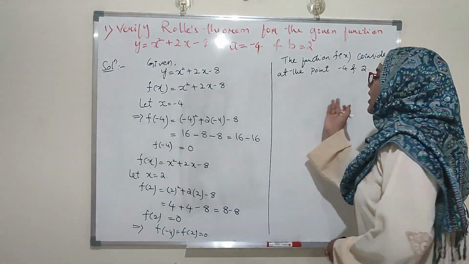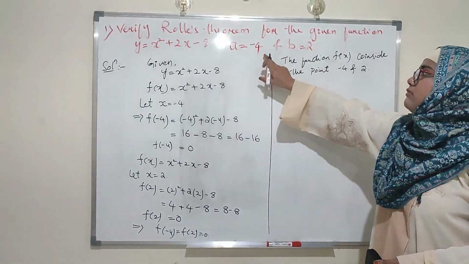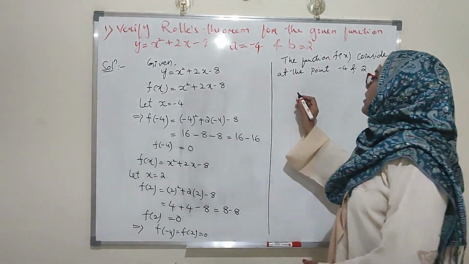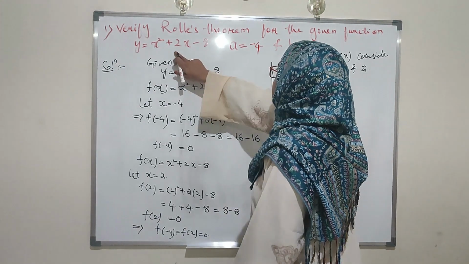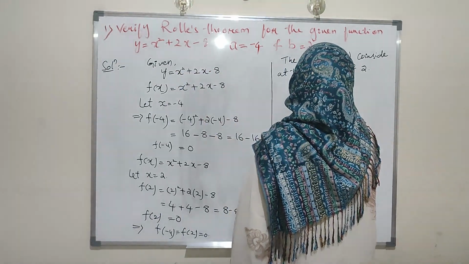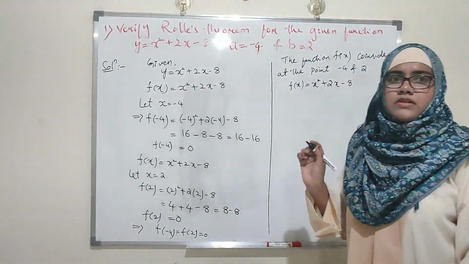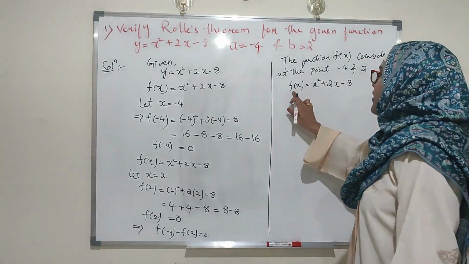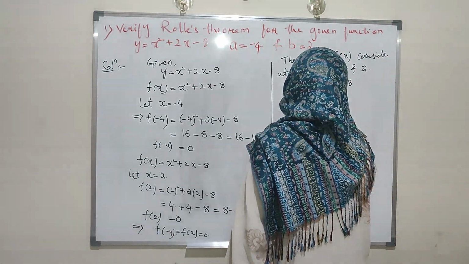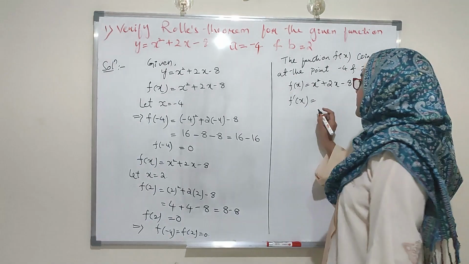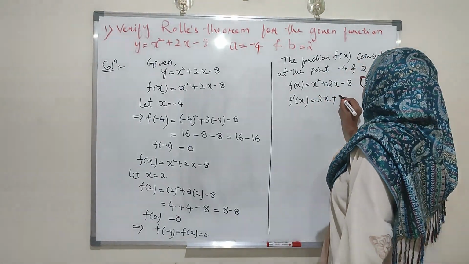Okay. Now go for another point, where we have to find a point c in between a and b. Now f of x is given to you as x square plus 2x minus 8. Now find the derivative of this function, f dash of x. F dash of x is x square differentiation is 2x, and 2x differentiation is 2, so 2x plus 2. Okay.